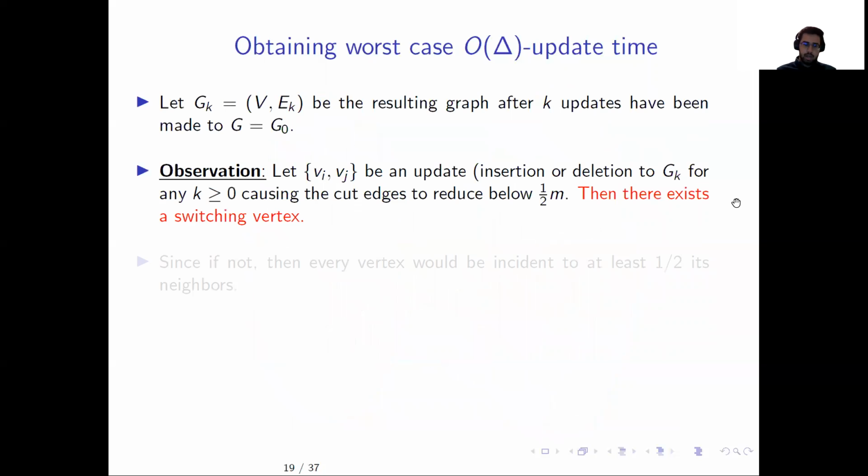So if we have that a cut is not half respecting, then there must always exist a switching vertex. And the simple reason for that is that if not, then every vertex must be incident to at least half its neighbors. And so that would actually give us a half respecting cut. So if a cut is not half respecting, then we must have a switching vertex.